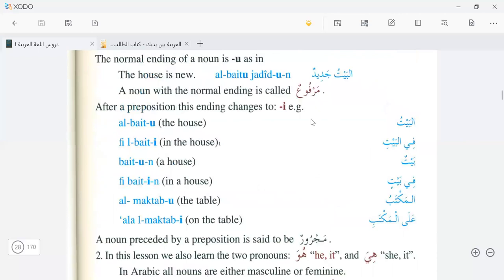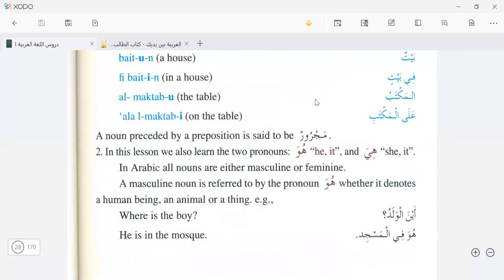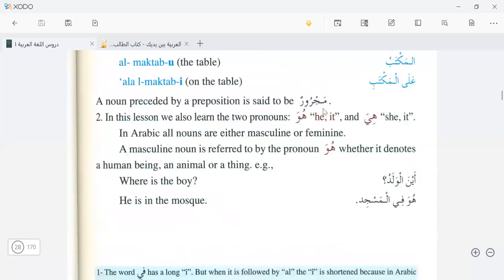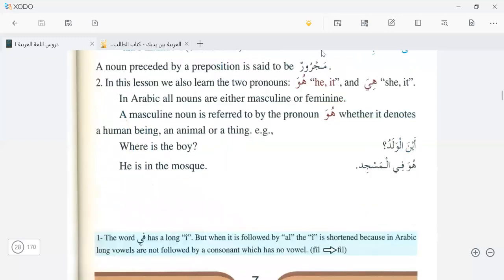Okay, Nuranisa. Yes, teacher, I'm here. What's marfu? Marfu is the normal ending of the Arabic nouns. What is majrur? Majrur is a noun that came after a preposition. Okay, so inshallah, keep in mind that, because you have to memorize these things. What is marfu? What is majrur? Then the lessons will become easy for you, inshallah.